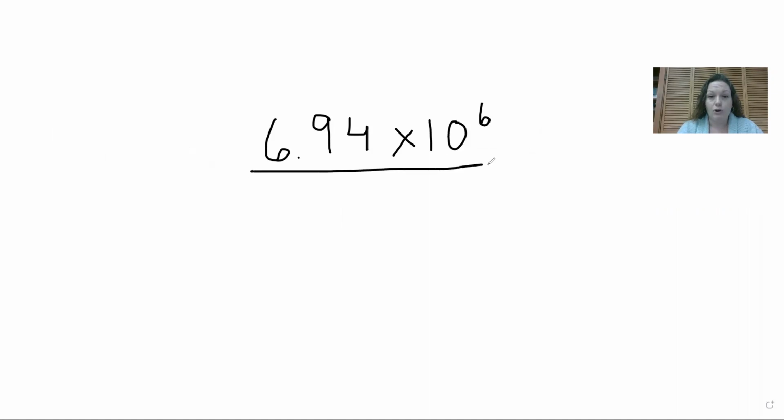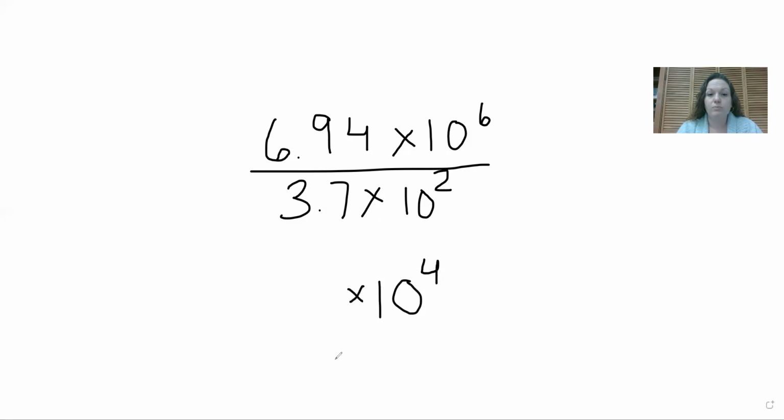Let's try a division. Division may look like a division sentence, but I am going to write it how it is typically written. 6.94 times 10 to the 6th over 3.7 times 10 to the 2nd power. Now in division with exponents, you are going to subtract. So if we take 6 and we subtract 2, we get 4. So our answer is going to be something times 10 to the 4th.